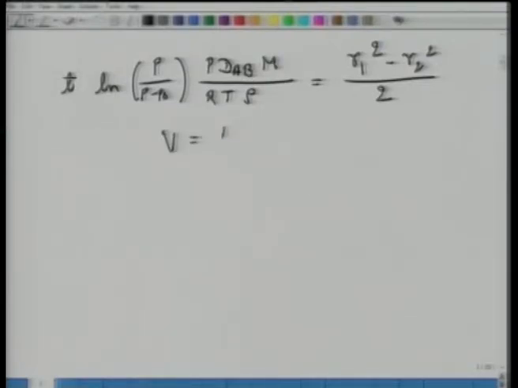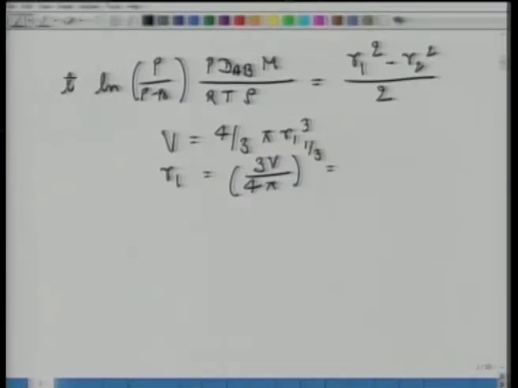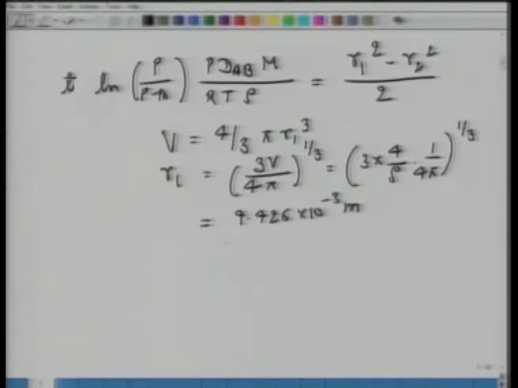So the volume V is 4 by 3 pi R1 cube at t equal to 0. So R1 is 3 V over 4 pi to the power 1 over 3, and the volume we can write in terms of mass over rho. So rho is the density here, and if you recall, at t equal to 0, to start with the weight is 4 kg of the naphthalene sphere. So we have R1 here, which if we substitute, we should get 9.426 10 to power minus 3 meter. Similarly at R2, when the mass becomes 3 kg, with normal substitutions we can get R2 as 5.94 10 to power minus 3 meter.